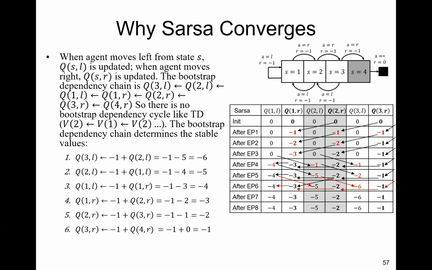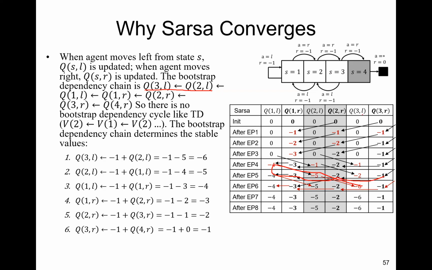So why does Sarsa converge? It's because of the bootstrap dependency. Q3 left, in the reverse arrow direction, depends on Q2 left, Q1 left, Q1 right, Q2 right, Q3 right. So this is not a cycle.